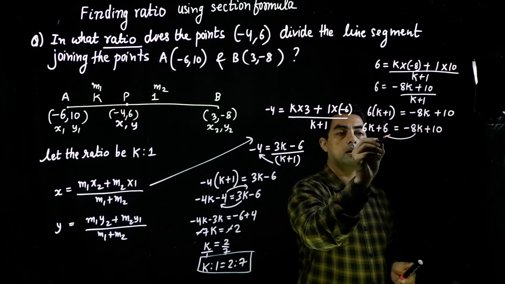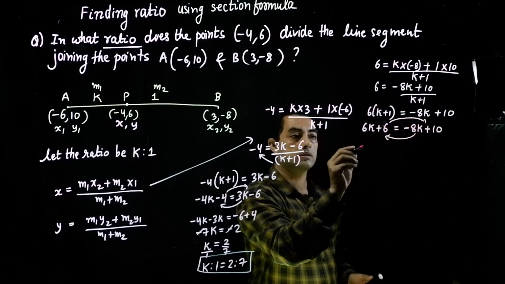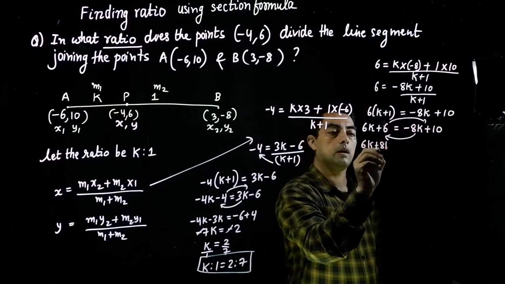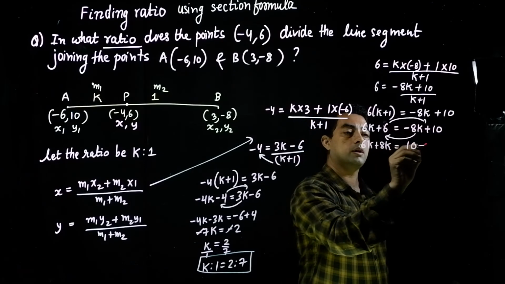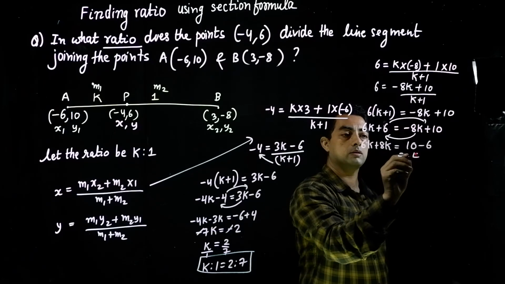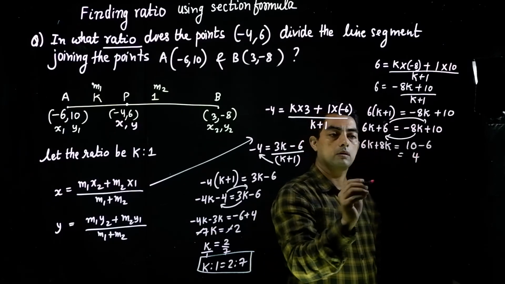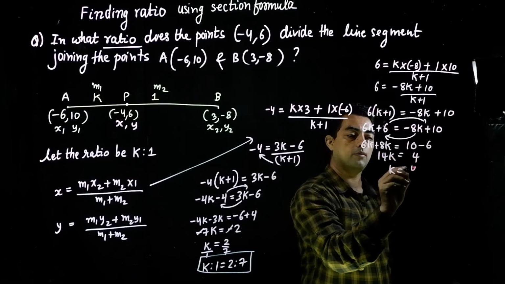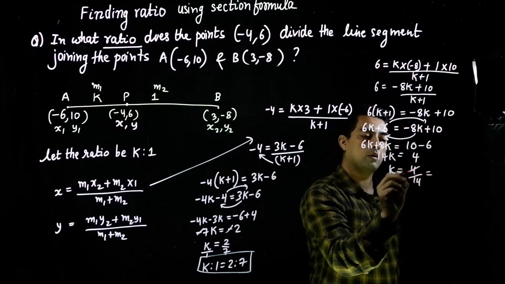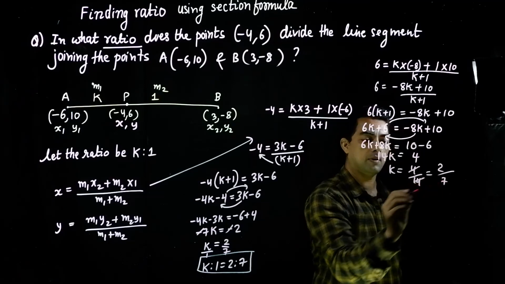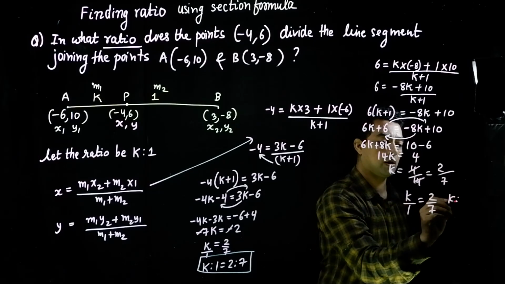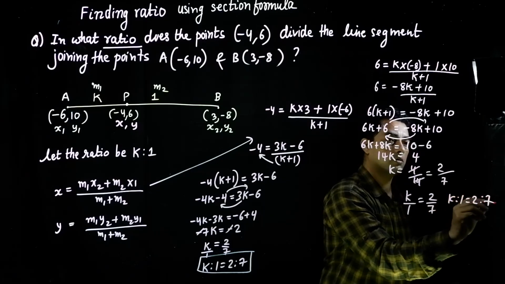Let us take K to one side and the numbers to the other side. So this will become 6K + 8K = 10 - 6. 10 - 6 is 4. This is 14K. So K will be 4 upon 14, that is 2 times 2 over 2 times 7. So K upon 1 is 2 by 7. So K is to 1 is equal to 2 is to 7.